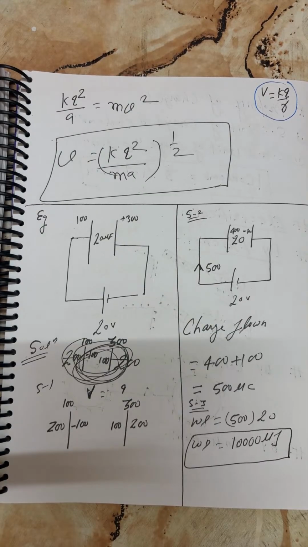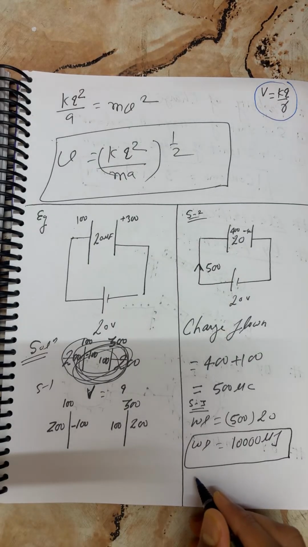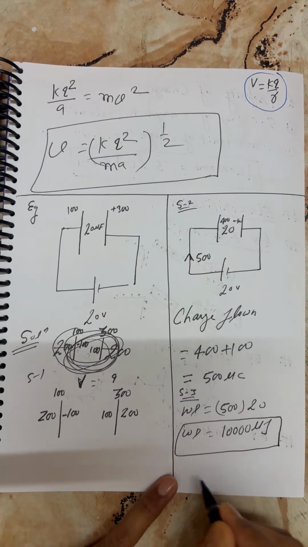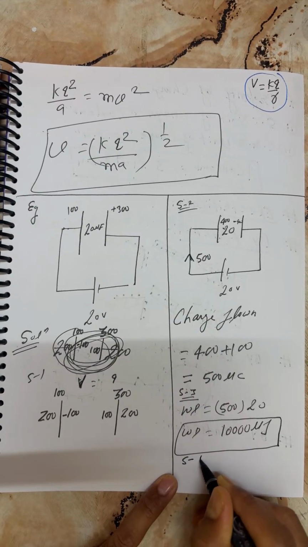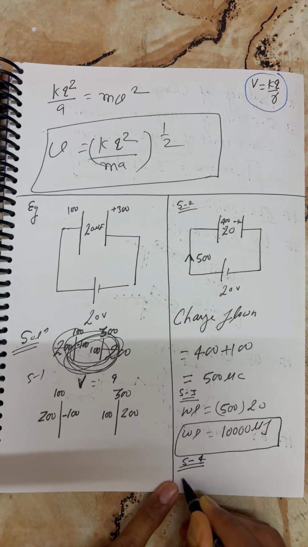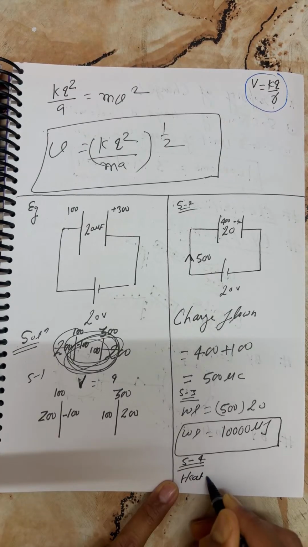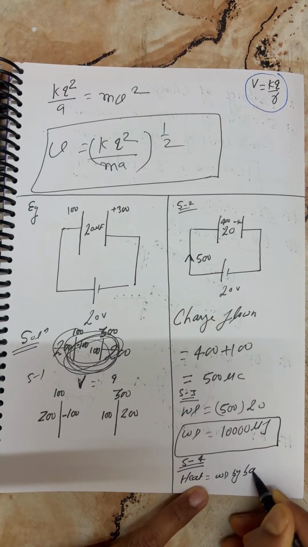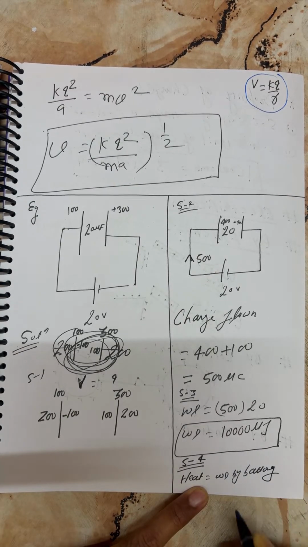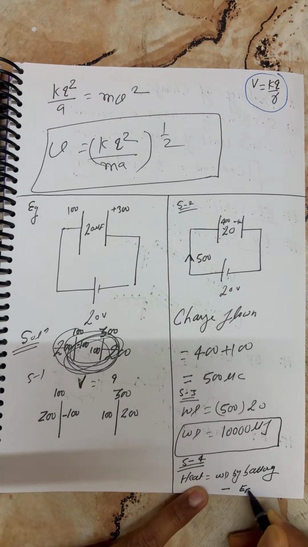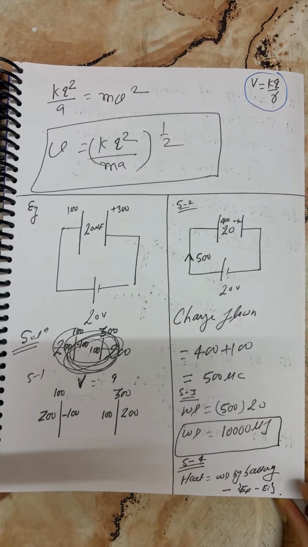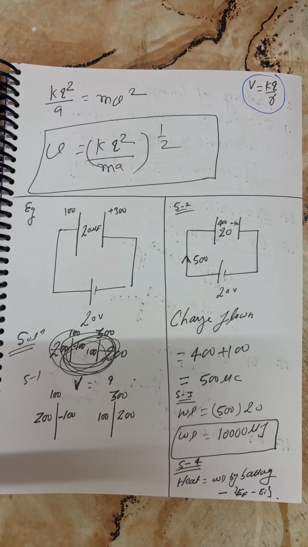Then we have to find the heat. Space is not available here, so we just continue on. We continue here with step 4. For heat, it is the work done by the battery minus the energy final minus energy initial.